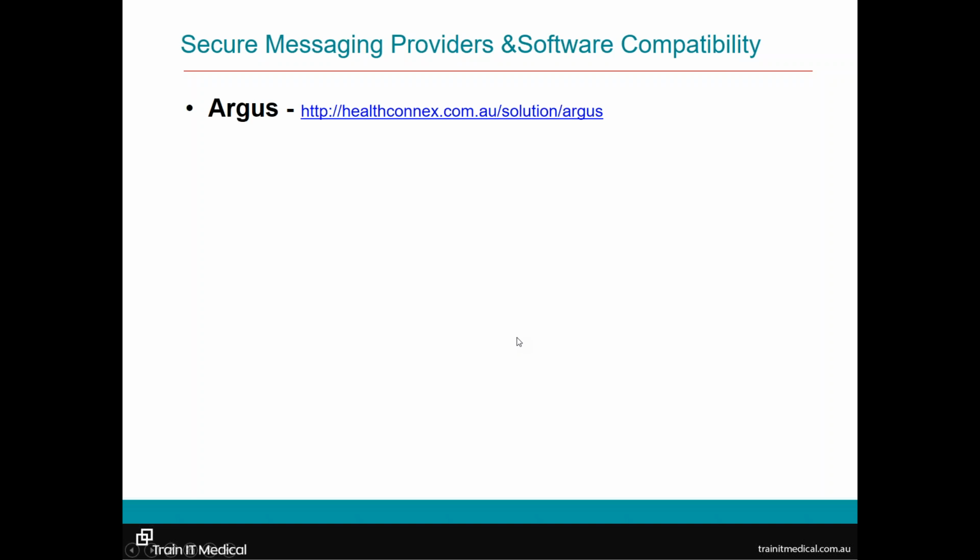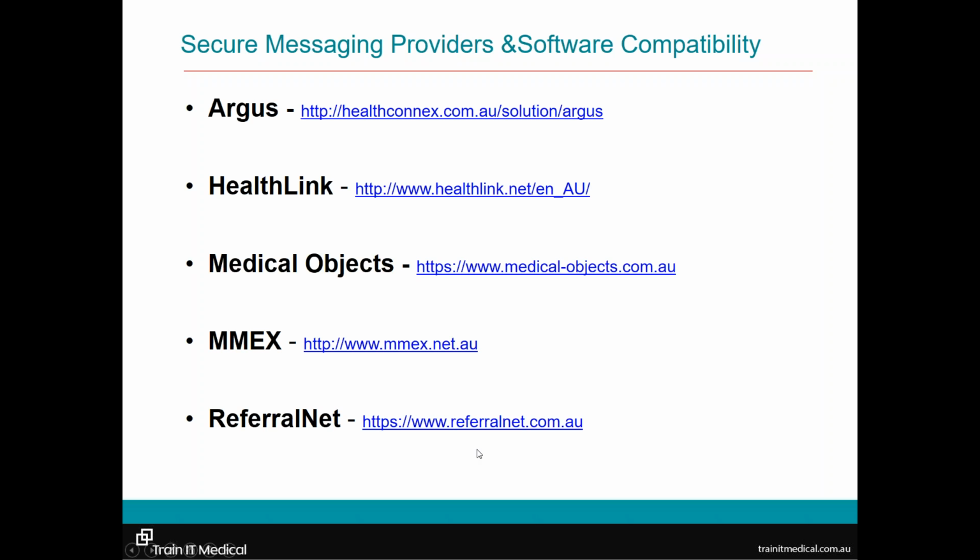So let's have a look at what choices we have in Australia. These are the standard secure messaging providers that we're using: Argus, HealthLink, Medical Objects, MMEX, ReferralNet. There are more around all the time. I encourage you to have a look. I've put their websites there, and it is pretty much area based.